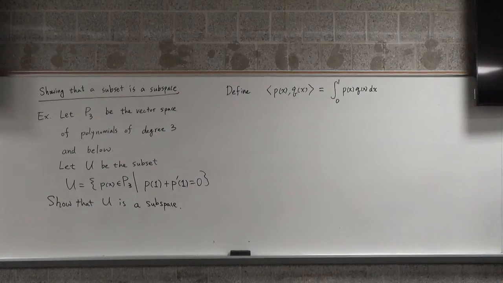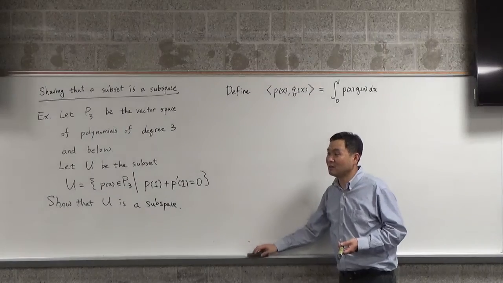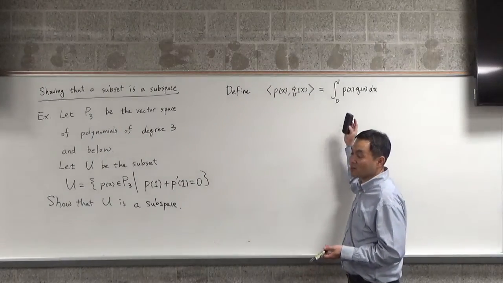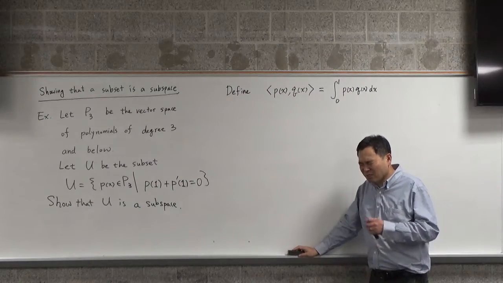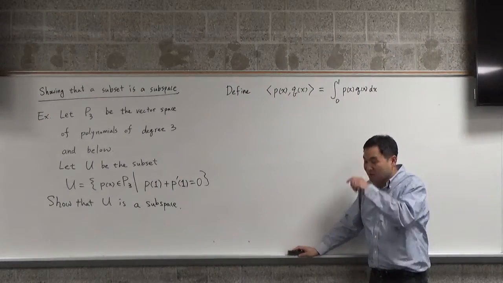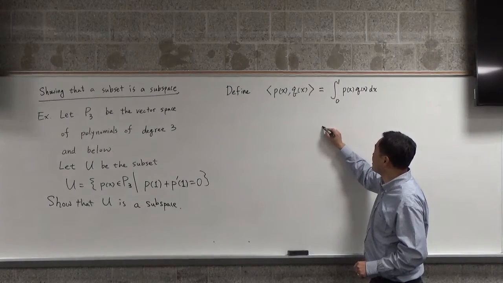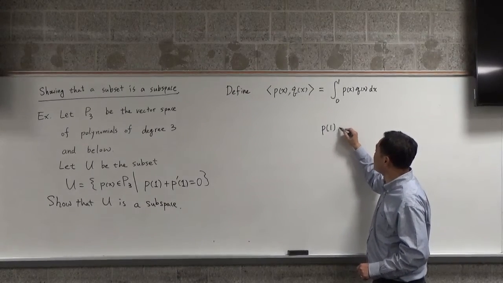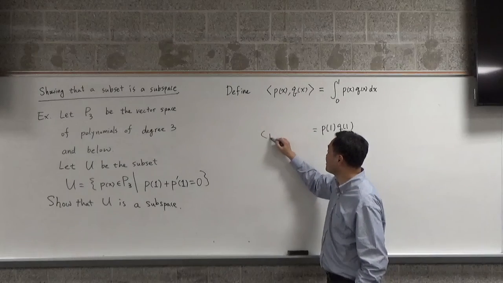If you don't have the integral, then what can you do? Oh, okay. Oh, in the space. Okay. I need a number. Right. Okay. So here's something you could try, which is like, say, p of 1 times q of 1. That's a nice exercise.